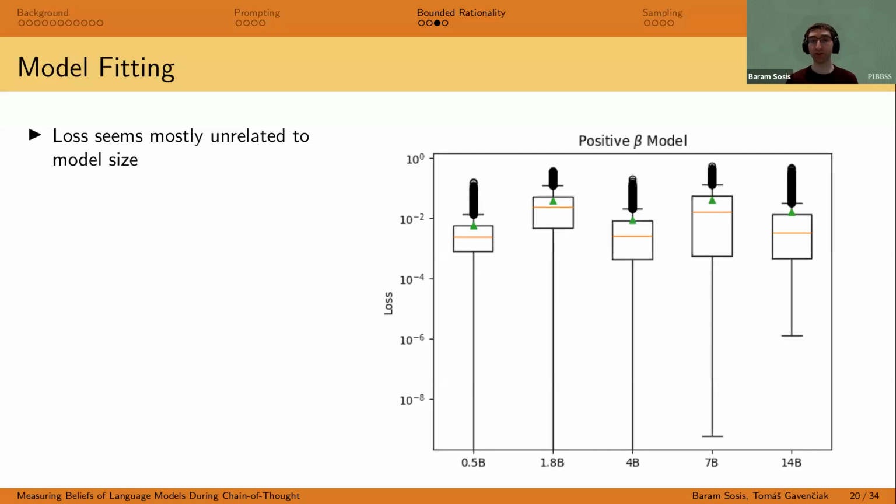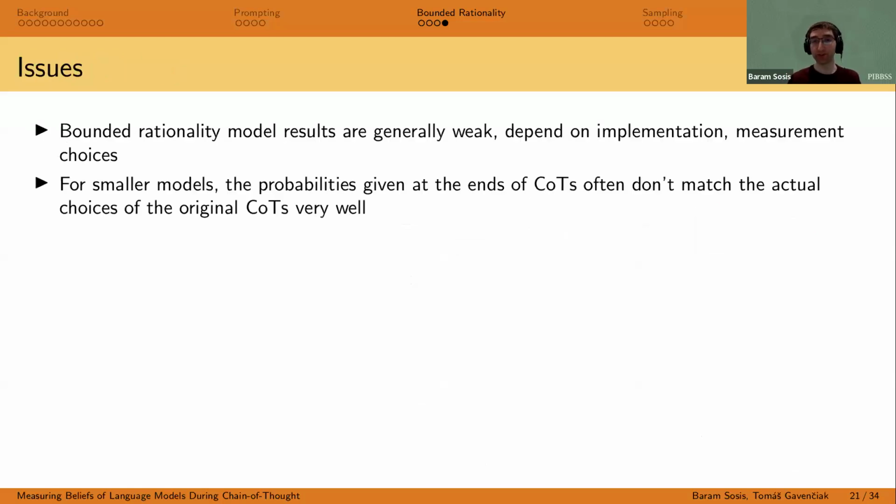So that's I guess disappointing. The hypothesis that this would vary with language model size doesn't seem to be the case. The results here are just pretty weak.